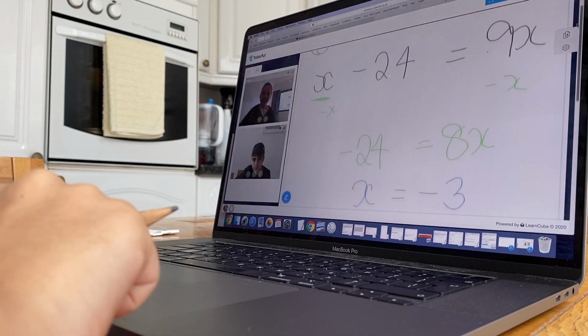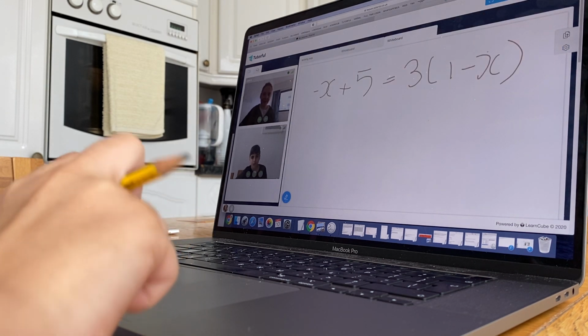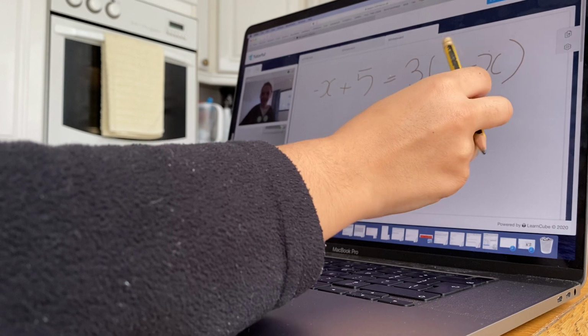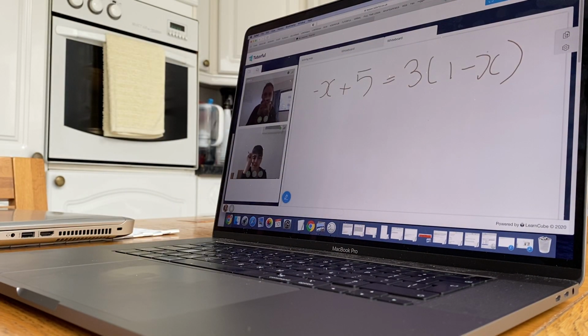Where do we start with this one? What's the first thing we should do? The crab claw. Brackets first. 3 multiplied by 1 is 3, and x multiplied by 3 is 3x. Is it plus 3x or minus 3x? Minus 3x, because we have positive 3 times negative x. So that's going to be equal to minus x plus 5.